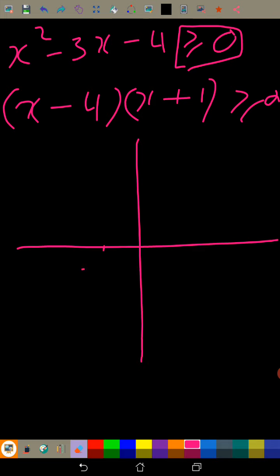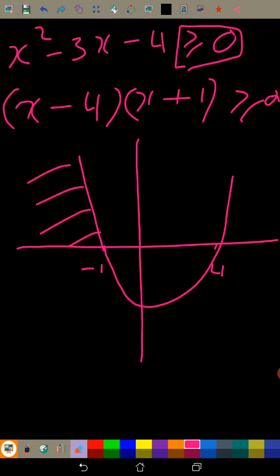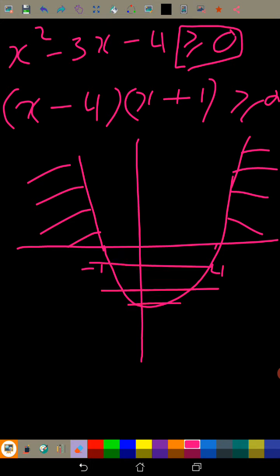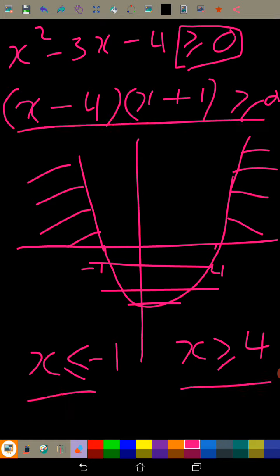So we have minus 1 here, we have 4 here, we know that it's like this. Yes, we want all the values that are above 0 for the curve. The curve is below 0 here, so we don't need this. So we know that, from what we wrote, x is greater than or equal to 4, or x is less than or equal to minus 1. These are the answers.